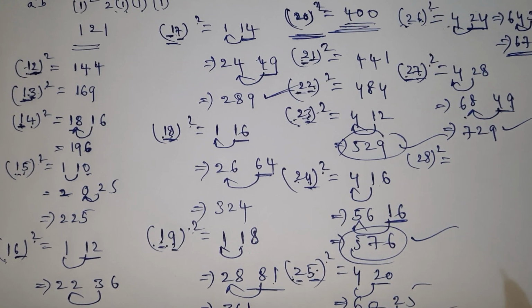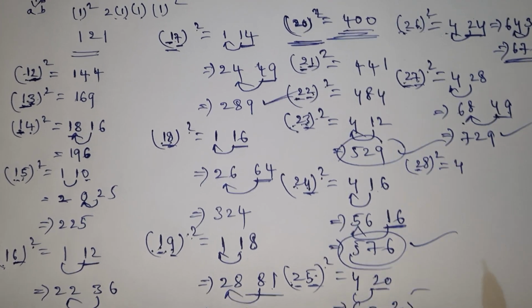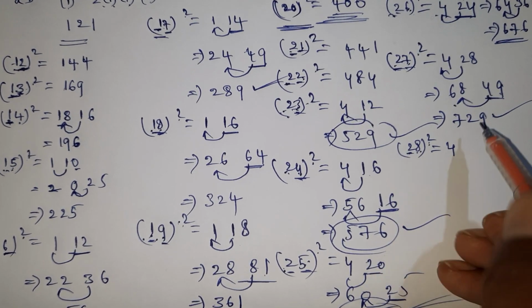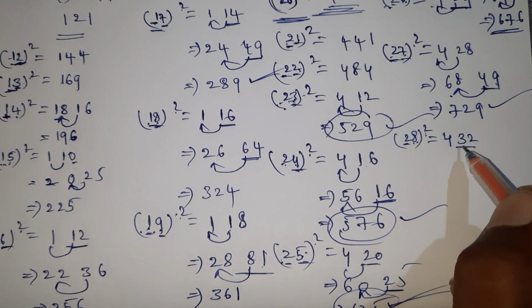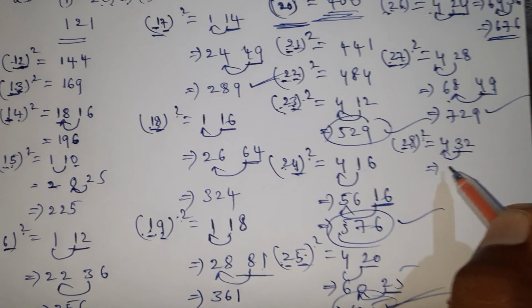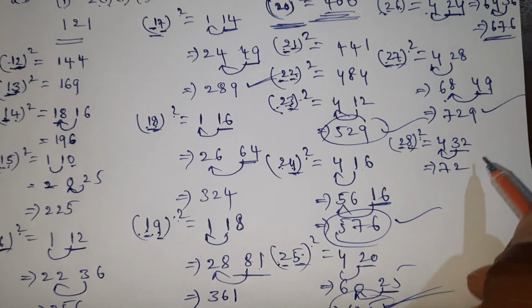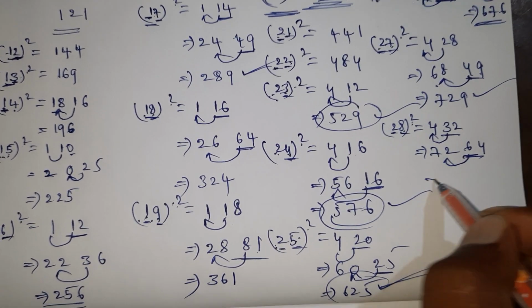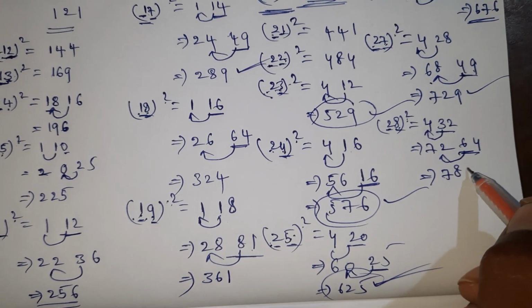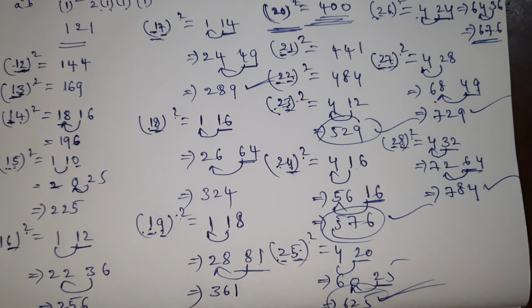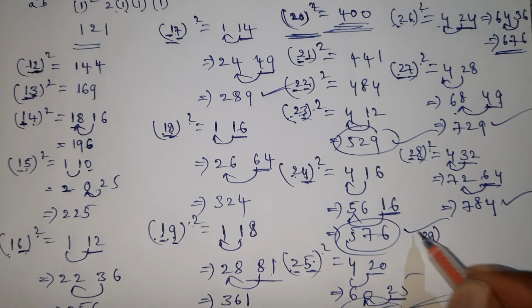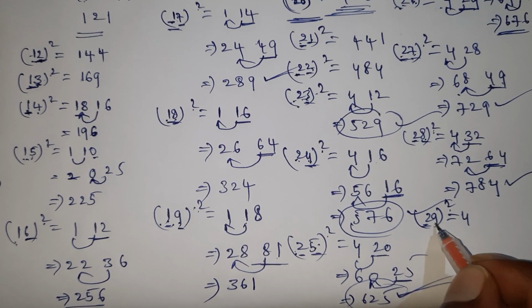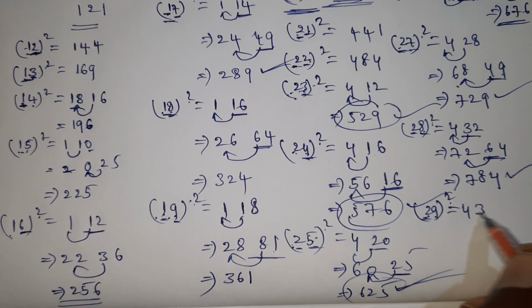And next coming to 28 square, again 2 2s are 4 and 2 into 8 into 2, 2 8s are 16, 16 2s are 32. In this 32, 3 is added to 4, 7, 2, and again 8 square is 64. In this 64, 6 is carry, the 6 is added to 72, simply 78, and again as it is 4, 784.